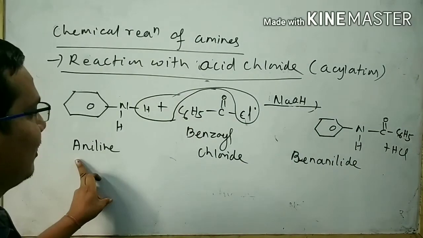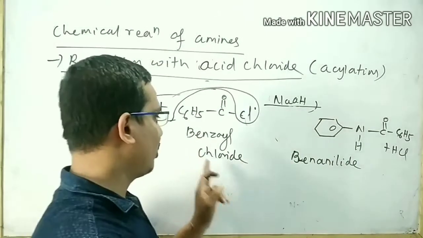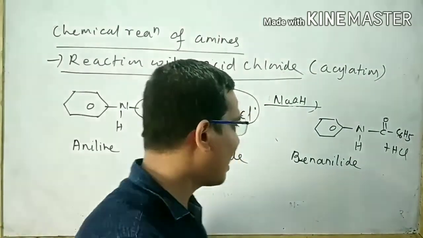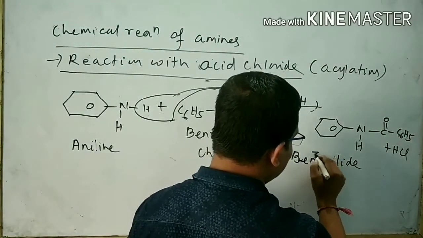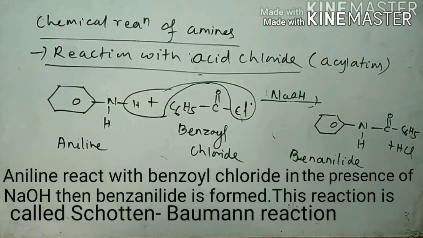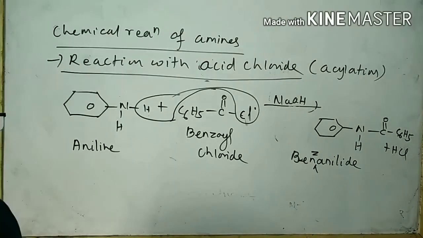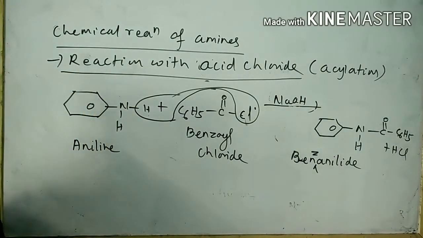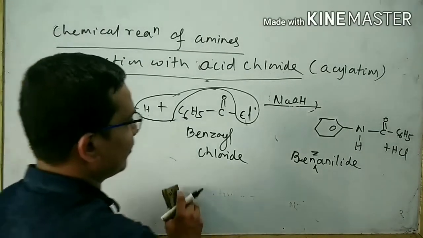So we can write a statement for this reaction. When aniline is subjected to reaction with benzoyl chloride in the presence of base NaOH, then benzanilide is formed. This is an important reaction. This reaction is called the Schotten-Baumann reaction. This is all about the reaction of amine with acid chloride.